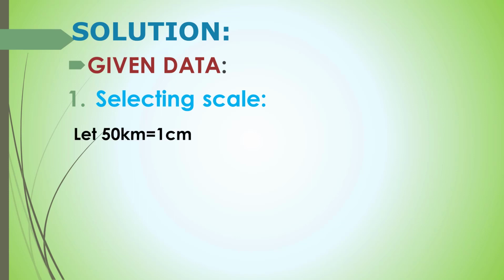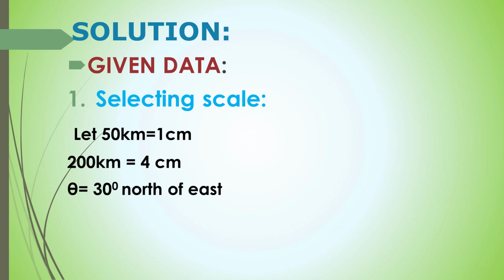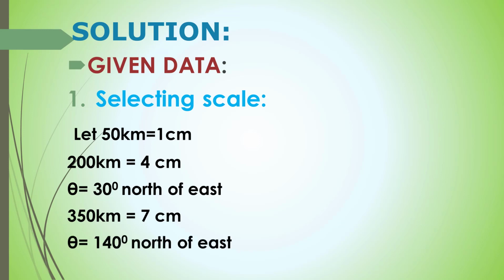Let 50 kilometers be 1 centimeter. So 200 kilometers, which was in the given data, is equal to 4 centimeters, and the angle given is 30 degrees north of east. 350 kilometers is 7 centimeters, and theta is 140 degrees north of east.